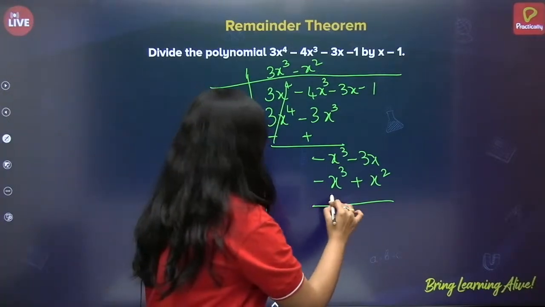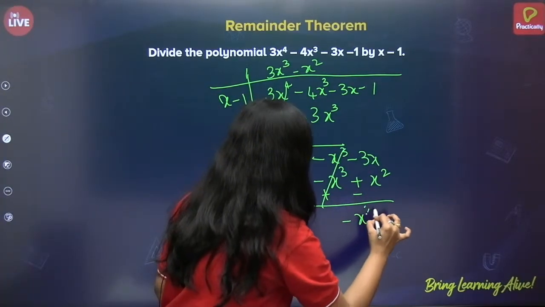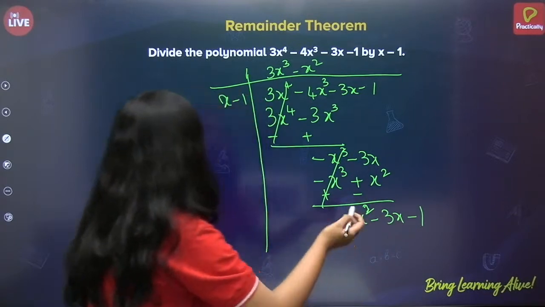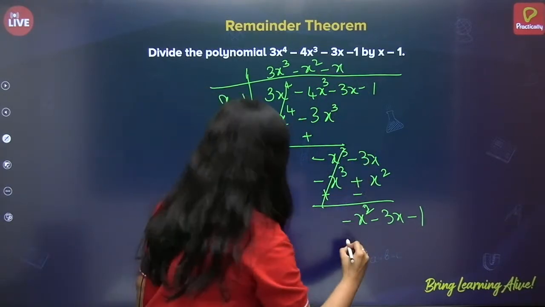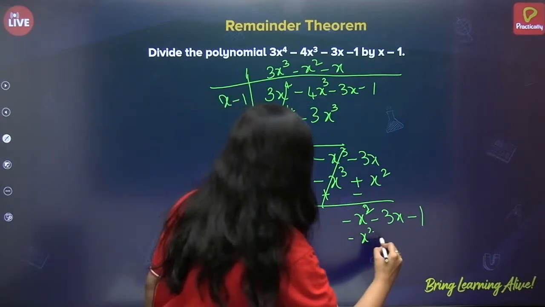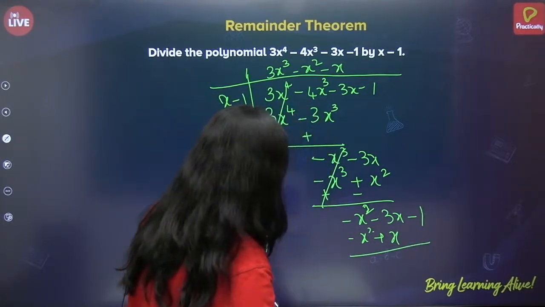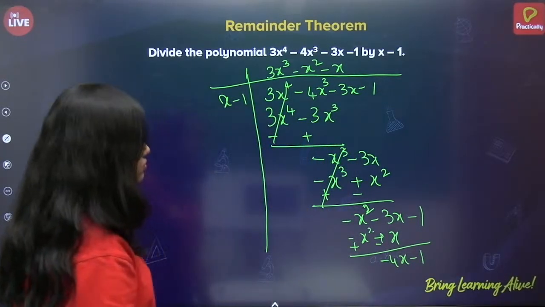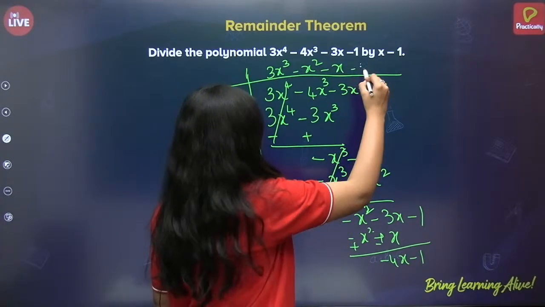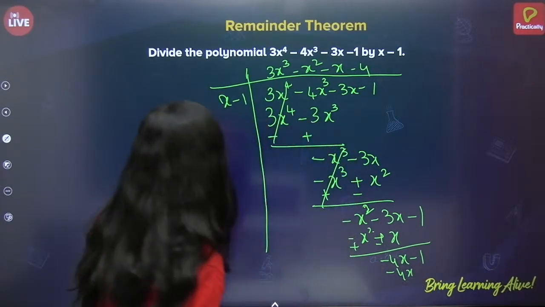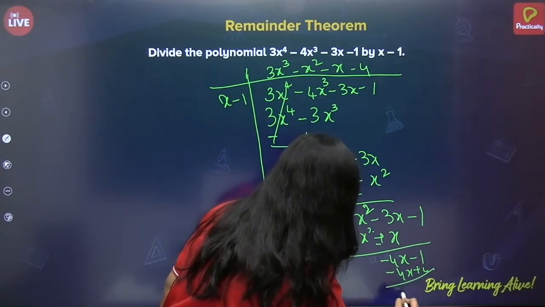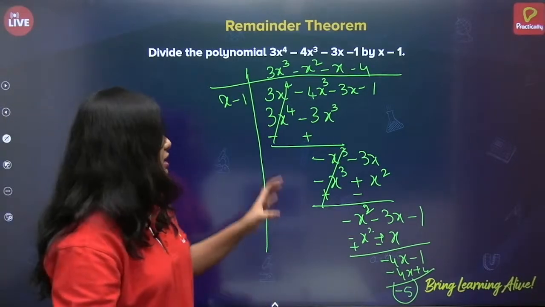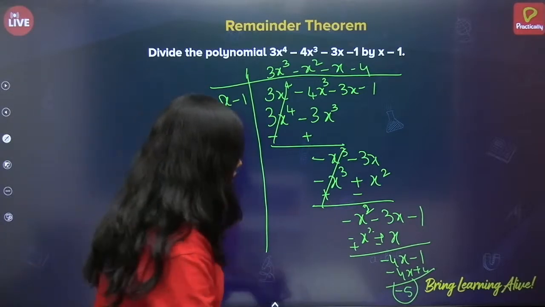So minus x square minus 3x minus... same thing again. Minus 4, minus 4x plus 4. So we got minus 5 as the remainder, correct? Now we will see in the long division what we got as the remainder. This is the remainder, correct?